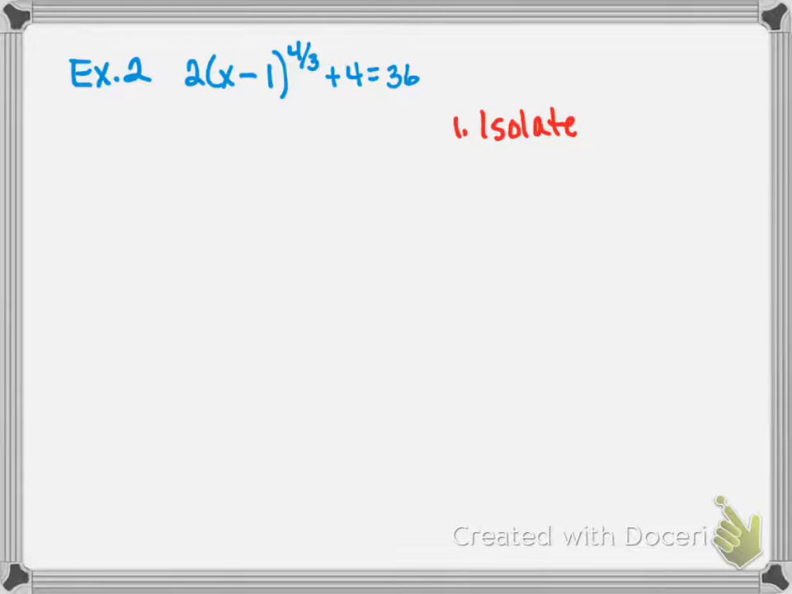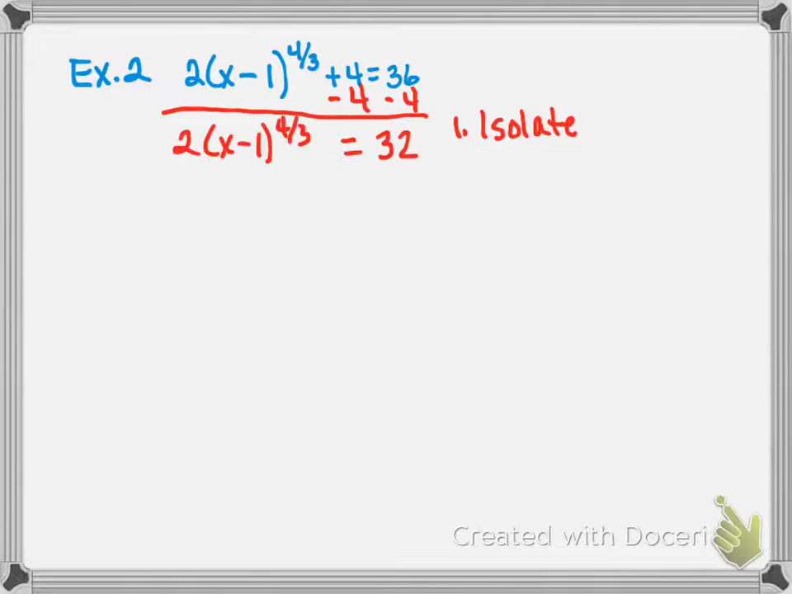Our first step will be to isolate that cube root expression. So we'll first subtract 4. 2 times the quantity x minus 1 to the 4/3 equals 32. And then we'll divide both sides by 2. So (x minus 1) to the 4/3 equals 16.